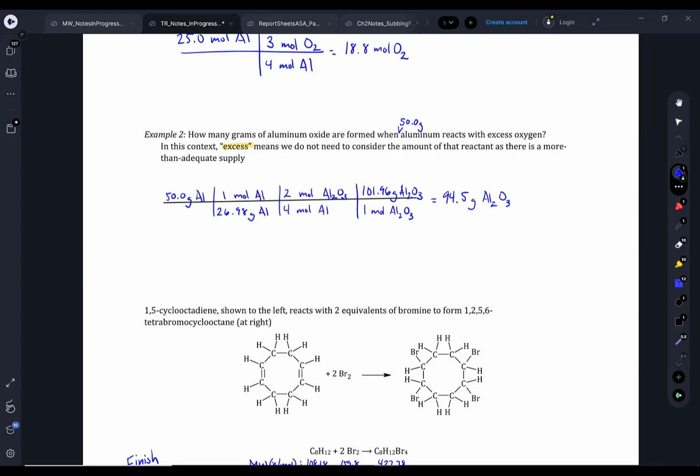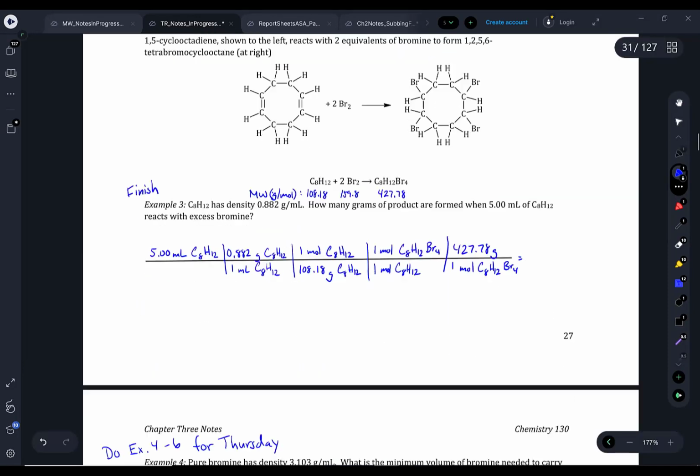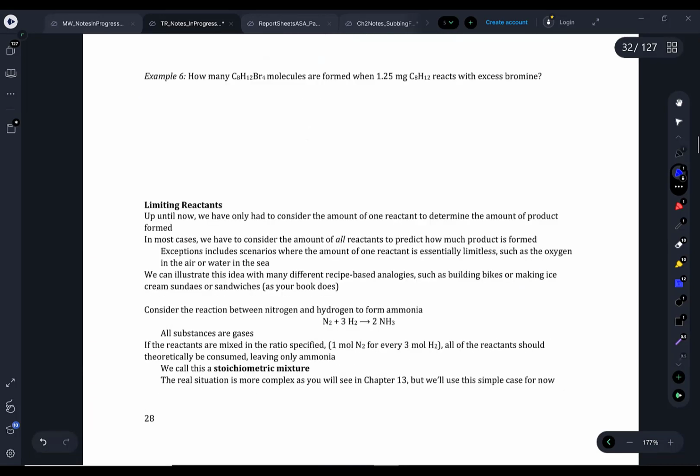So for example, if I told you the grams of aluminum and the grams of oxygen, you would do the grams of aluminum and grams of oxygen in a separate problem. And which would be the correct answer? It's always the smallest answer. We all remember that? And the larger answer is junk. It's totally useless. Now, that method works well most of the time.